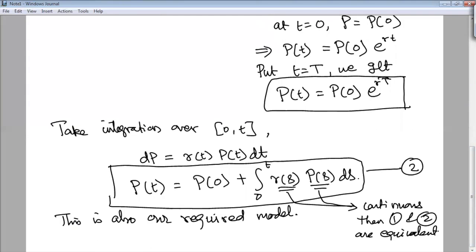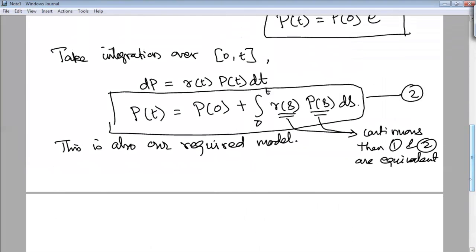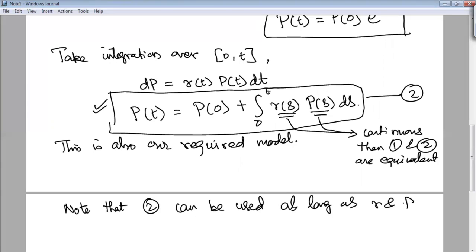How will you see this? You can see this using the fundamental theorem of calculus. But model 2 has an advantage that it can be used even when R and P are not continuous functions. Even as long as they are integrable functions, this equation makes sense. Note that 2 can be used as long as R and P are integrable.